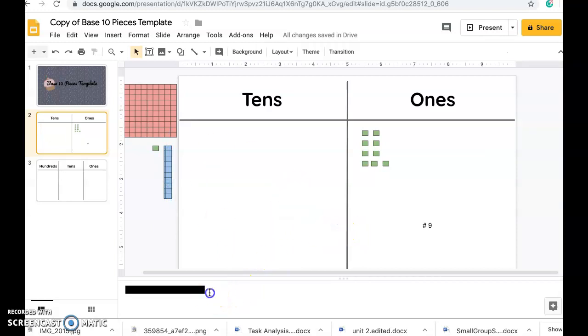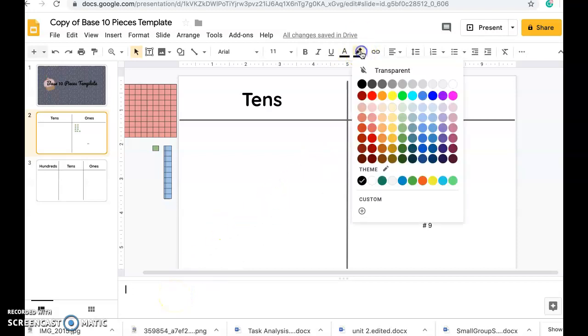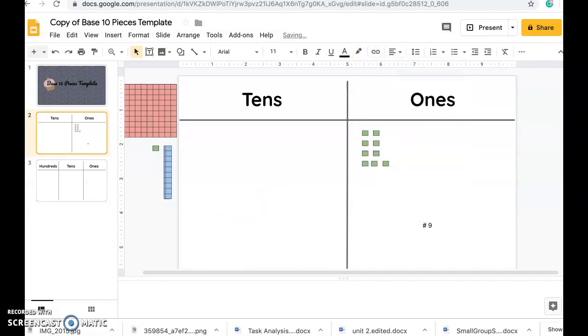So how many blueberries does Ashley have now? We can see she has 1, 2, 3, 4, 5, 6, 7, 8, 9. She has 9 blueberries. So she has less than the amount she had before.